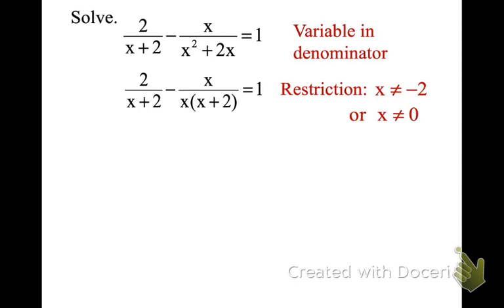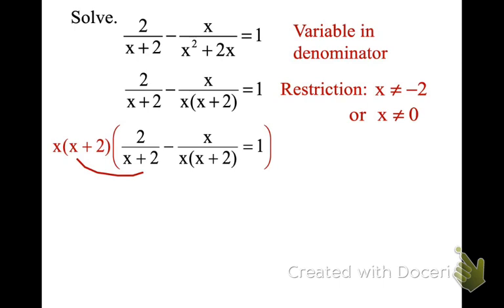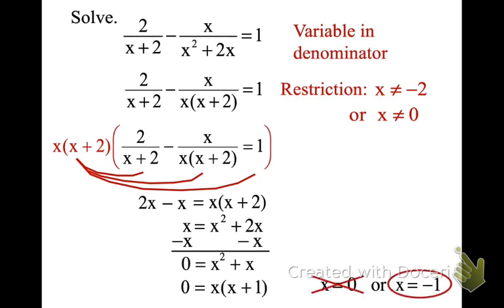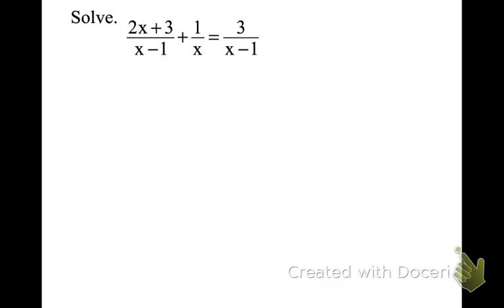And then when I clear, I'm going to multiply by x times x plus 2. Here I'm going to end up with a 2x. Here I end up with minus x. And here we end up with x times x plus 2. I'm going to distribute and set it all equal to 0. This is nice, easy factoring, GCF. Take out an x, x plus 1. My solutions are 0 and -1. 0 doesn't work, so -1 is the only answer. Okay? Pause the recording if you want to write those notes.